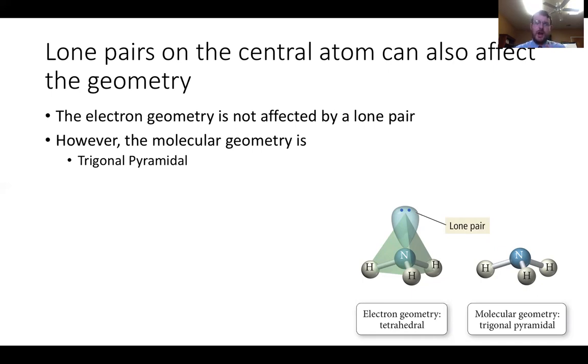I want you guys to try this, right? I know the answer is there, and I know we've given you the answer, but I want you to try this. For NH3, I want you to draw the Lewis structure, and I want you to give me the electron geometry. And I also now want you to give me the molecular geometry, right? Because here's where those two differ.